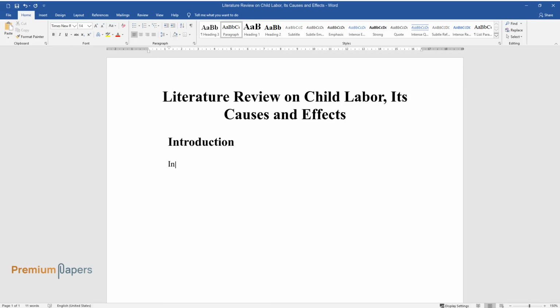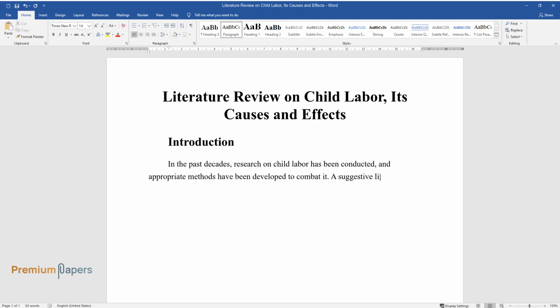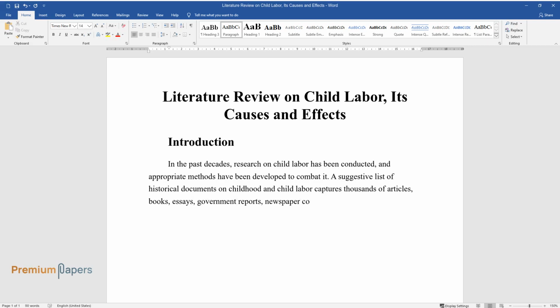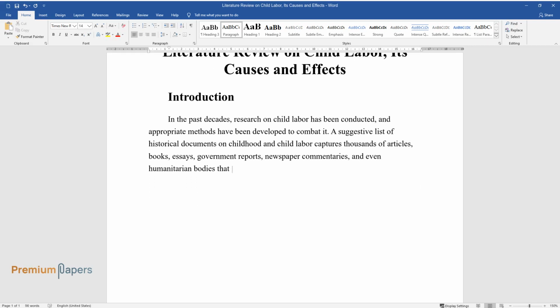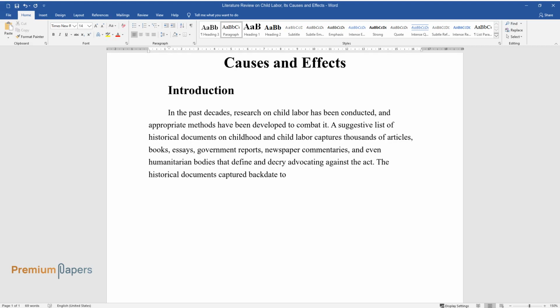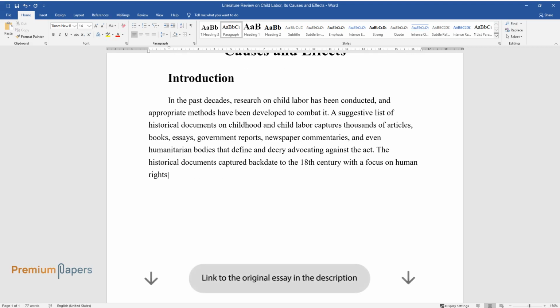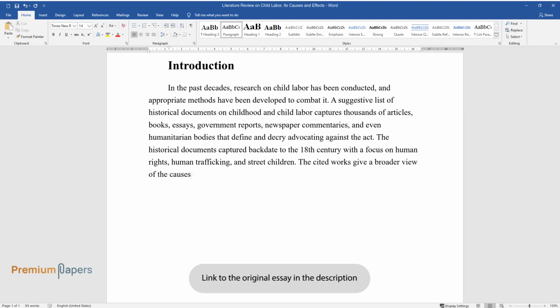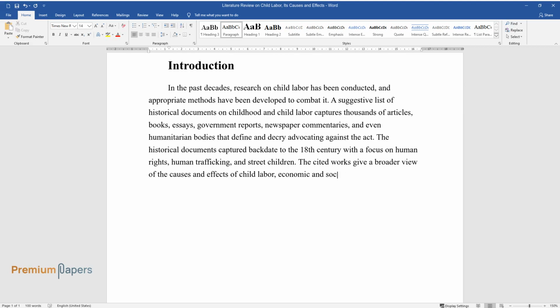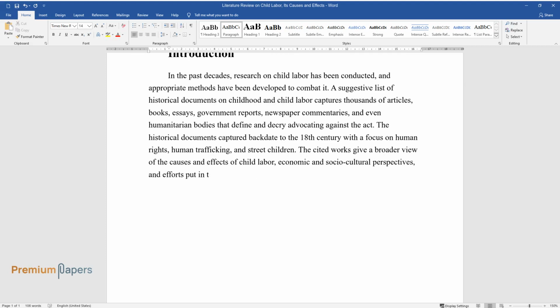Introduction. In the past decades, research on child labor has been conducted, and appropriate methods have been developed to combat it. A suggestive list of historical documents on childhood and child labor captures thousands of articles, books, essays, government reports, newspaper commentaries, and even humanitarian bodies that define and decry advocating against the act. The historical documents captured backdate to the 18th century with a focus on human rights, human trafficking, and street children. The cited works give a broader view of the causes and effects of child labor, economic and socio-cultural perspectives, and efforts put in to stop child labor.